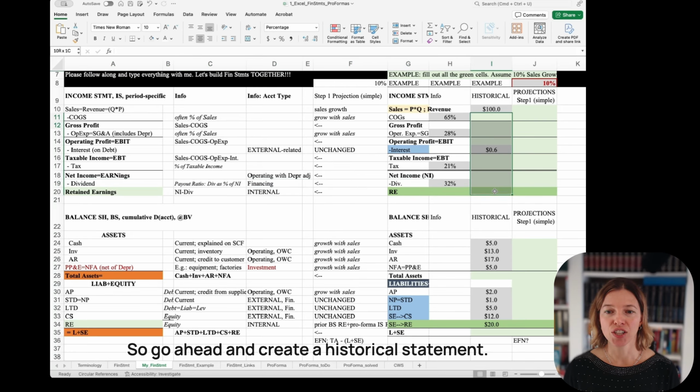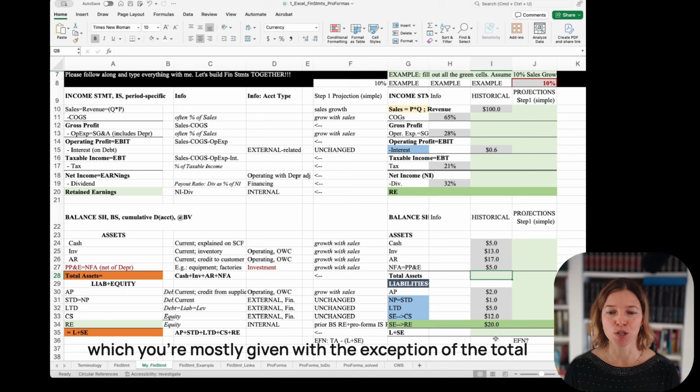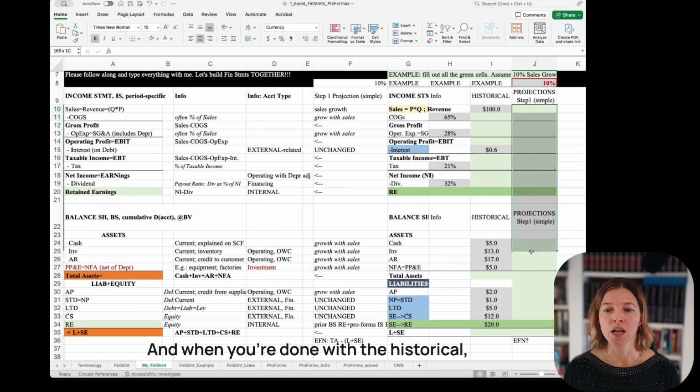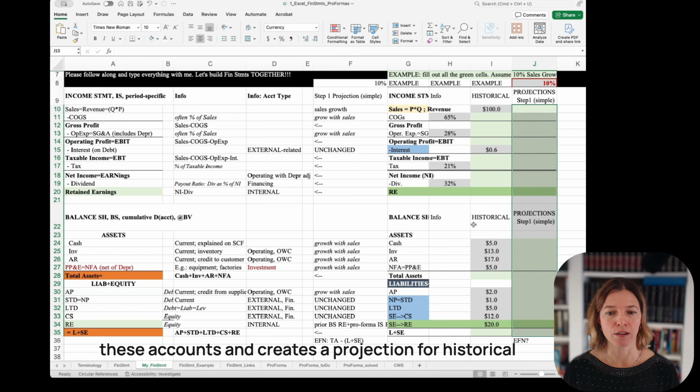So go ahead and create a historical statement. Then you will finish up the historical balance sheet, which you're mostly given with the exception of the total assets and liabilities plus shareholders' equity summary. And when you're done with the historical, go ahead and create a projection. In the next video, we're going to go through all of these accounts and create the projection for historical and pro forma statement with 10% sales growth.